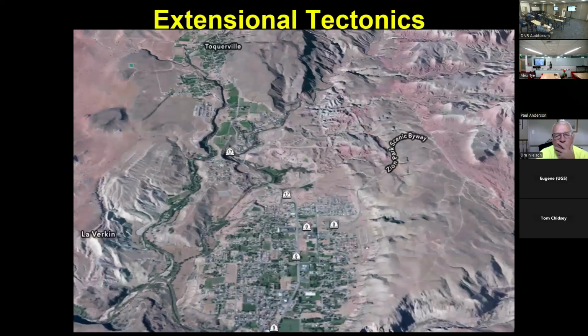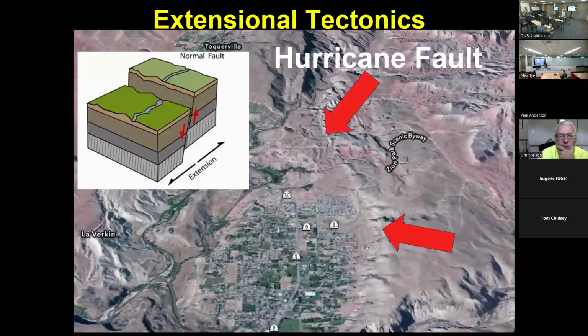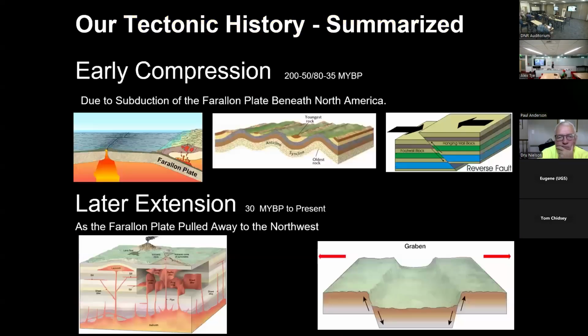Okay, extensional tectonics. One of the bigger features that we see is the Hurricane Fault right here. So you have the upthrown side and the downthrown side. The upthrown side is the western edge of the Colorado Plateau. Early compression, later extension.